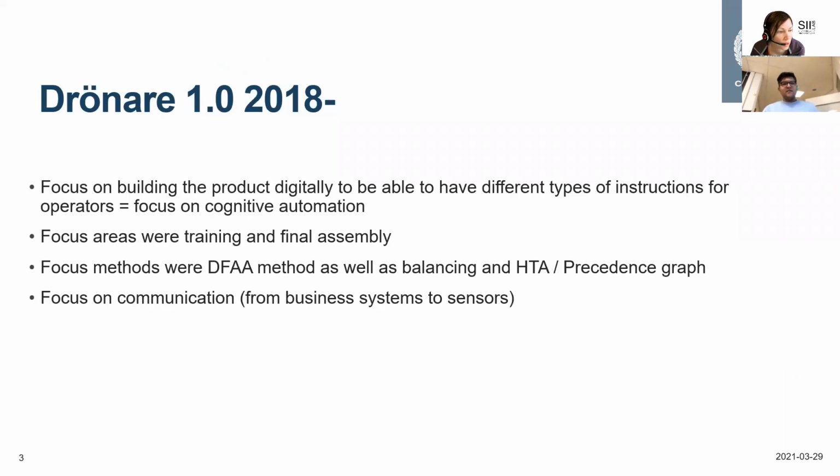We started with Drönare 1.0 in 2018, and our focus was on building a product digitally, to be able to have different types of instructions for operators. So our focus on the first drone was the cognitive automation and instructions for operators. We also focused on two areas, training and final assembly, and on two methods, design for automated assembly and hierarchical task analysis, or precedence graph, for balancing a factory. So that also played a big role in the design of the drone.